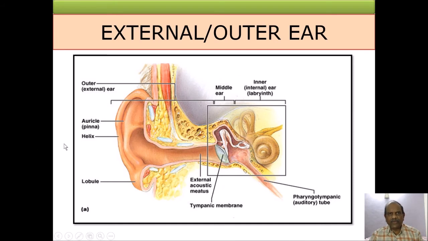Then coming to the external ear, as I told you, it is the pinna or auricle, and it is followed by the channel, that is the external auditory or acoustic meatus. It ends here. That is the first part of the ear, what we call the external ear. Later on it is followed by the middle ear.